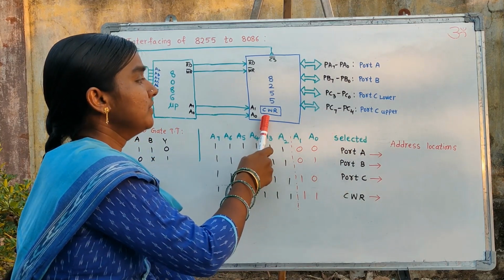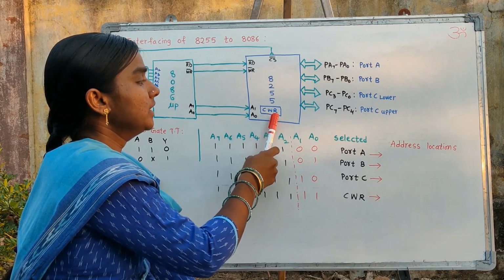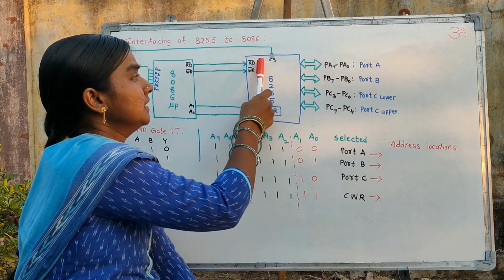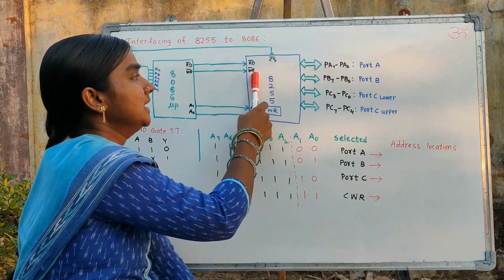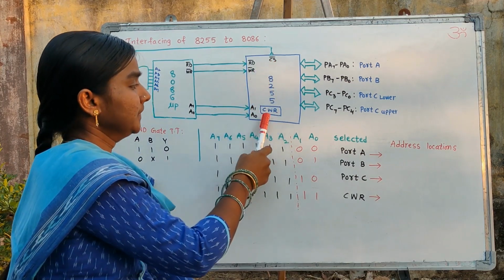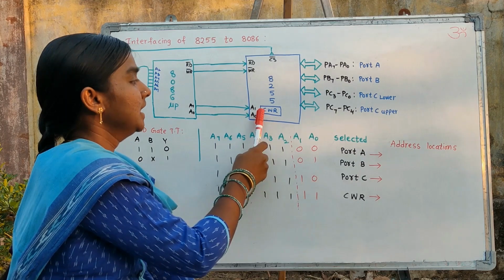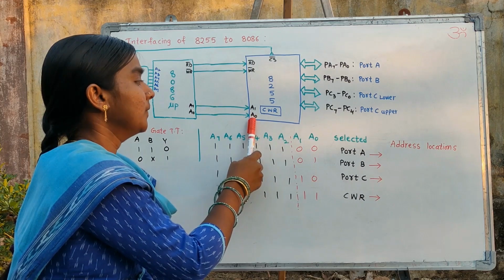The 8255 programmable peripheral interface also consists of a control word register, and here we have the read signal, write signal, and chip select signal. These three signals are active low signals. The 8255 also consists of address lines A1 and A0.